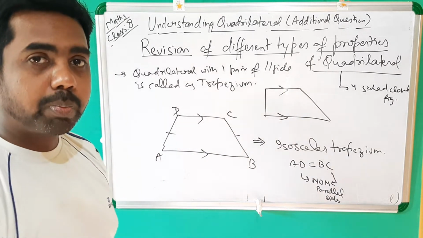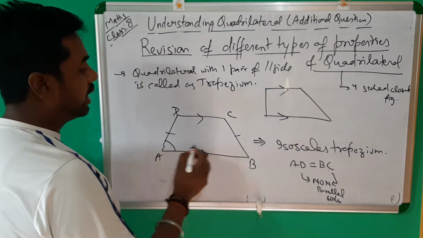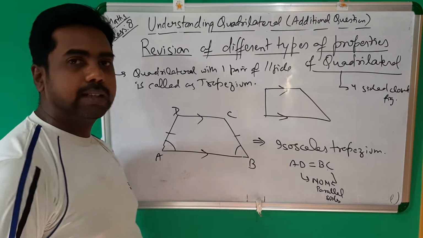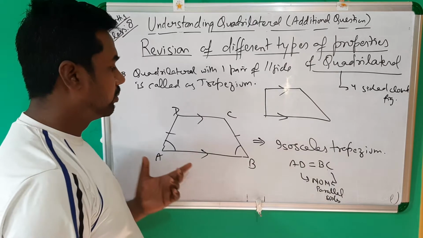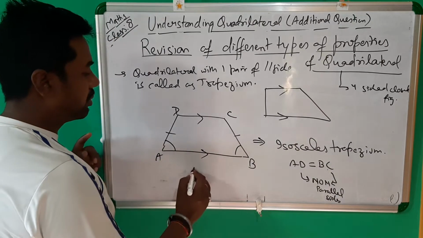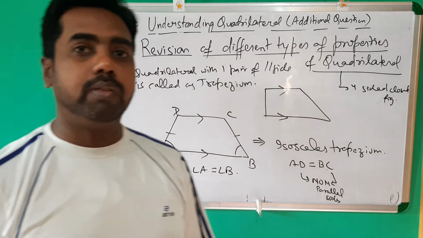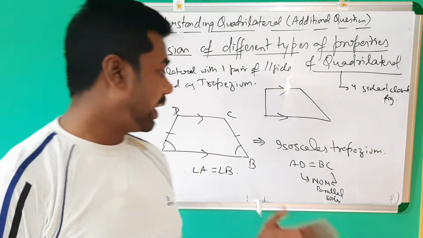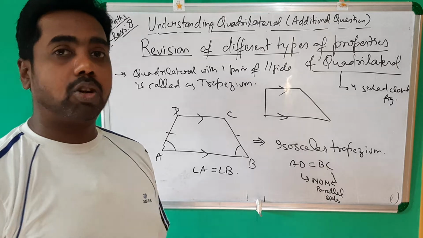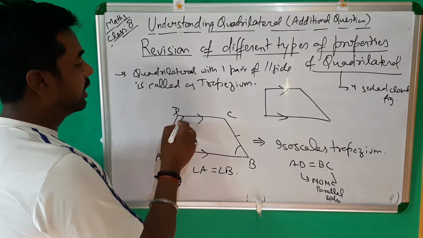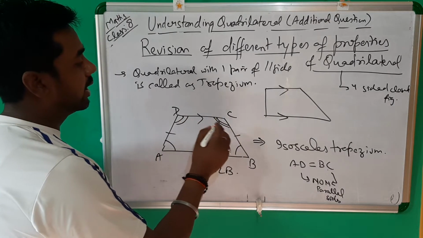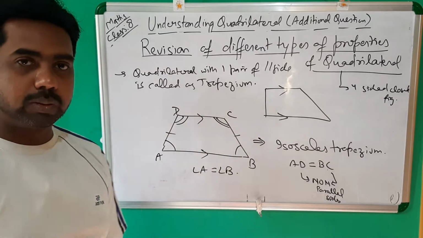And the important property of isosceles trapezium is that its base angles are always equal. The base angles of an isosceles trapezium are always equal. You have to always learn that the angles lying at the base are always equal, which means that the opposite angles, the vertex angles, will also be equal among themselves.